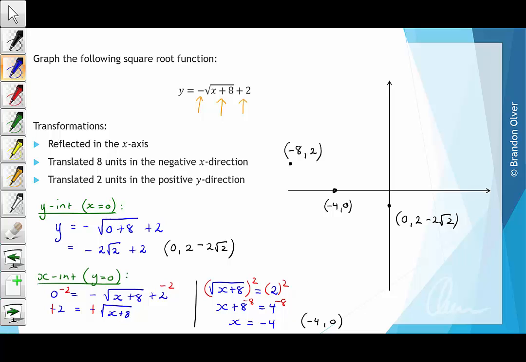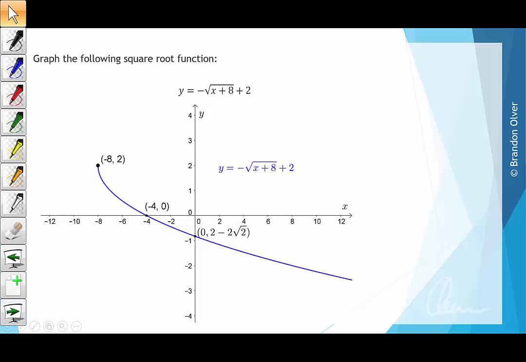So putting a square root graph through those points, the blue line represents the function y equals negative square root of x plus 8, plus 2. So over here we have a slightly nicer graph drawn by a computer, and you can see the start of the function is at negative 8, 2, the x-intercept is negative 4, and the y-intercept is at 2 minus 2 root 2.